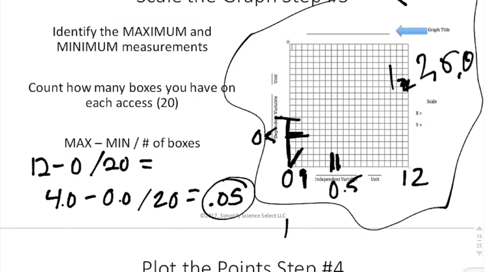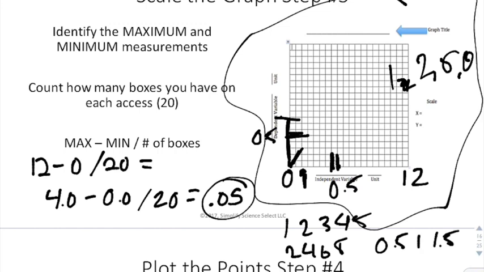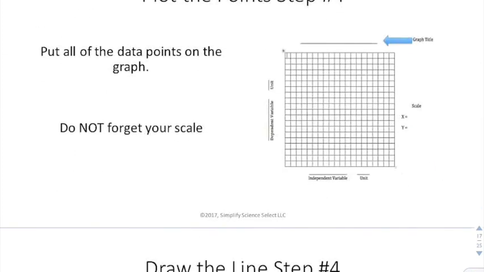So it can be 1, 2, 3, 4, 5. It can be 2, 4, 6, 8. It can be 0.5, 1, 1.5, etc. You want to work in zeros, ones, twos, and fives. So next you plot the points, and when you plot the points, that's putting all the data on the graph.